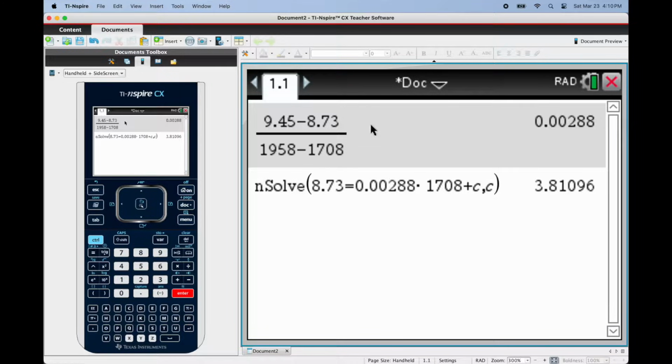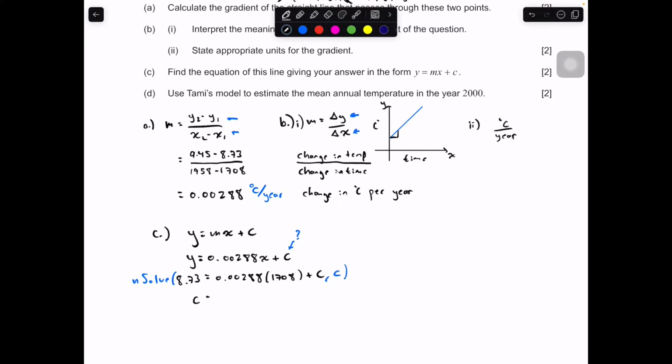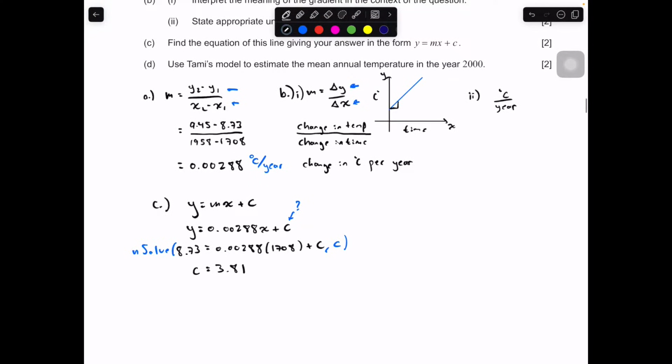So our value of c looks to be 3.81096. So let's go back to the calculator and write this out. So we know c is equal to 3.81 to 3 significant figures, and now we have an equation of a line. So that was this last missing piece of the puzzle. So let's go write that out. 3.81, that's our value of c. This is our equation of a line. y is equal to 0.00288, our slope, plus our y-intercept, which we found by substituting.